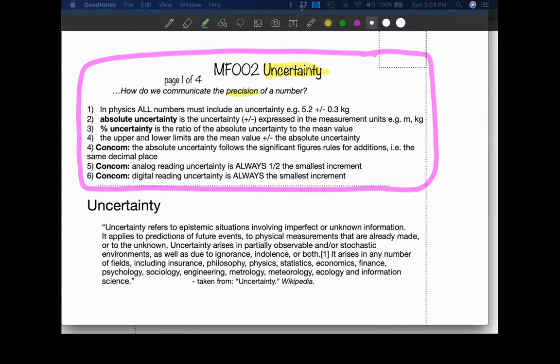The first element I'll give you an overview about is that in physics, all numbers must include an uncertainty. We have to think about the uncertainty associated with every number. In the previous lesson, we saw that where numbers come from determines how reliable they are, the certainty or uncertainty we have, and some have infinite precision and no uncertainty, and others have uncertainty. And the way we express that uncertainty is with a plus or minus.